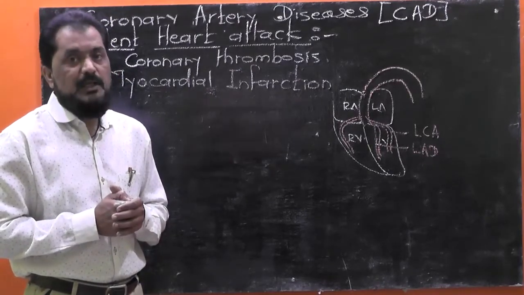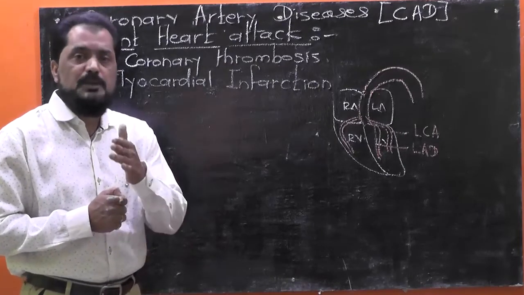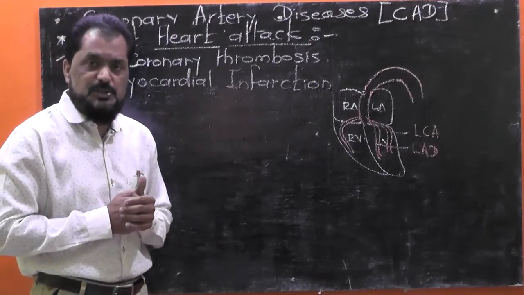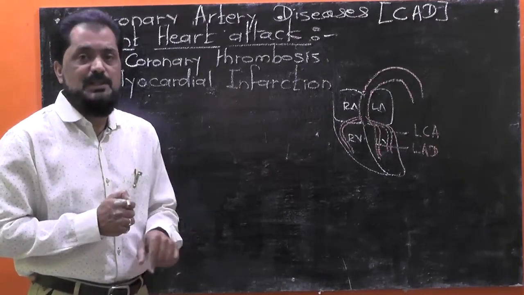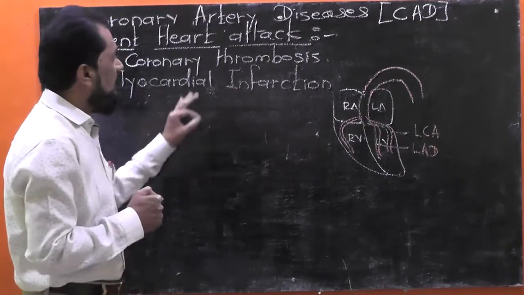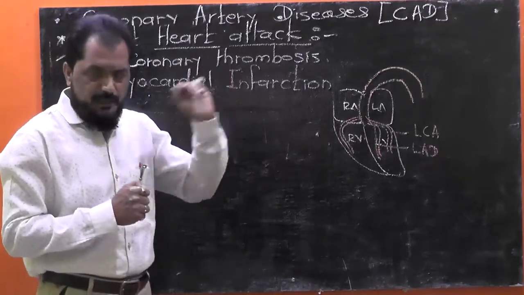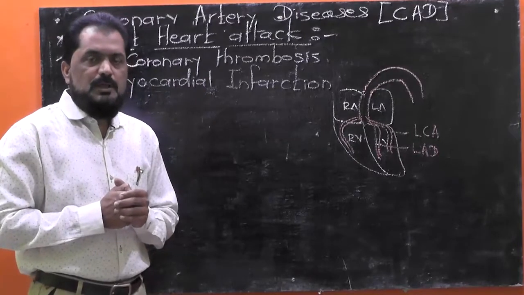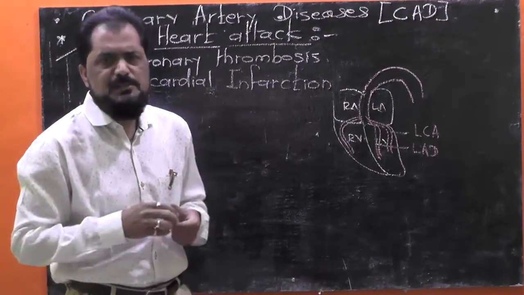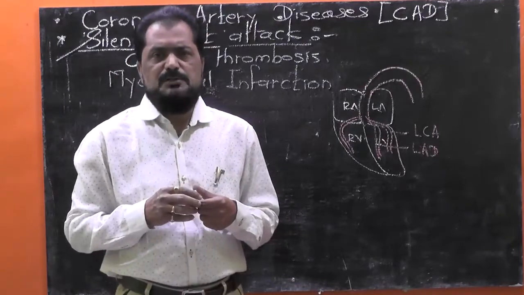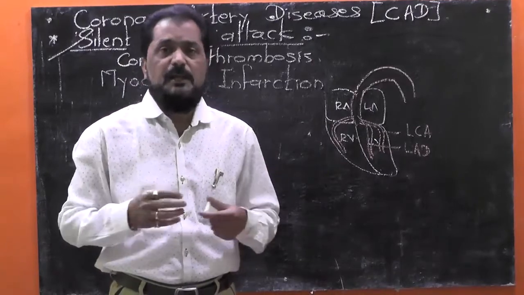And if there is permanent, or for a long time, no proper supply of oxygen and nutrients to the heart muscles, it leads to the death of heart muscles. This is known as myocardial infarction. This is known as the heart attack. Now the heart attack is characterized by breathlessness, chest discomfort, chest heaviness, nausea, vomiting, sweating, etc.